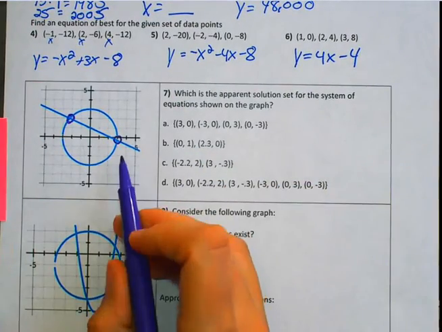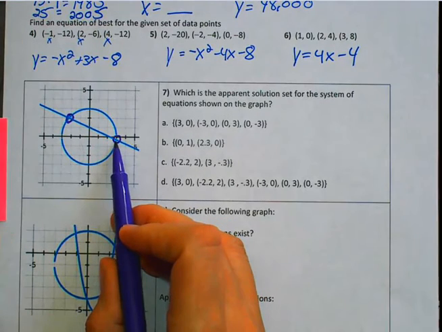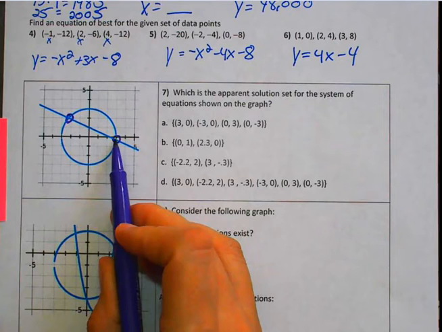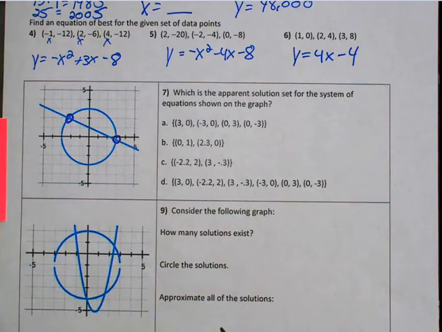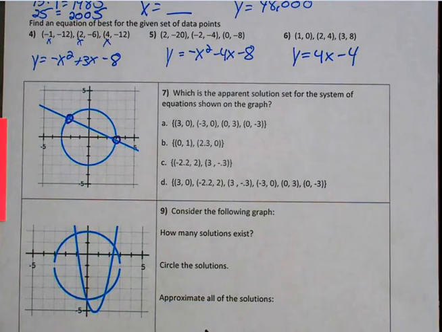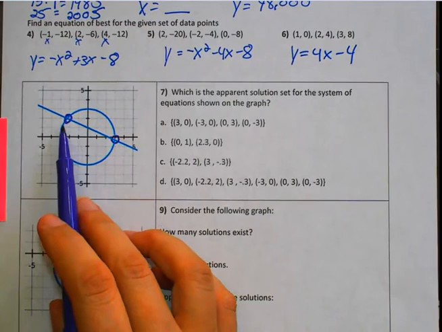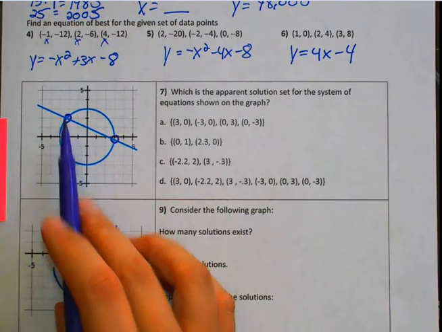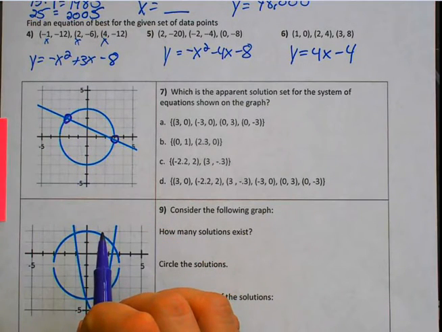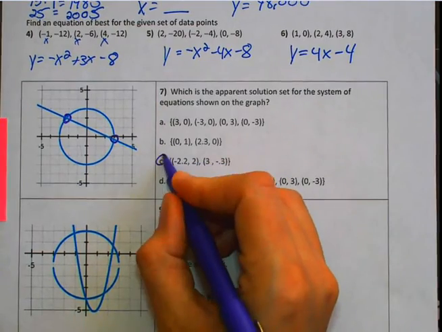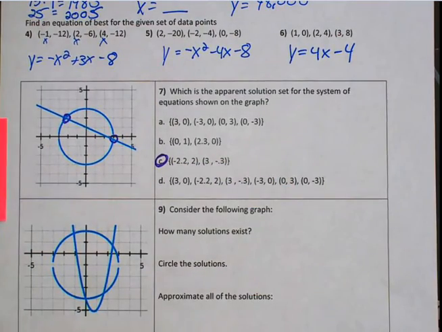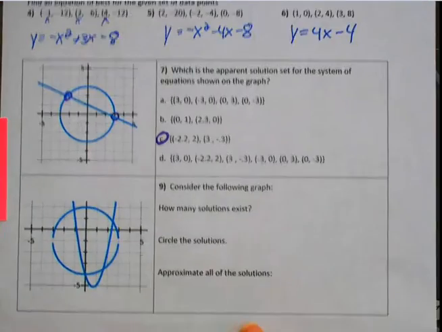So my apparent solutions are at 3 and about negative half. And then we have negative 2 and about 2. So that will be this answer right here. And there are approximations. All right, let's look at the next one.